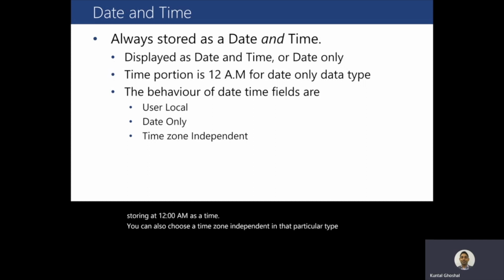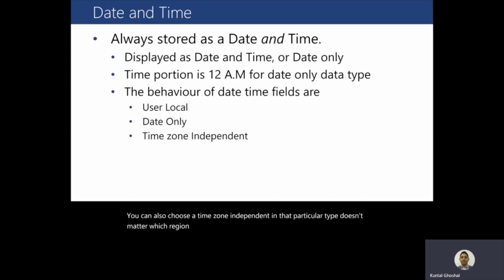You can also choose time zone independent for that type. It doesn't matter which region the user is accessing that date time field from; if it is marked as time zone independent, whatever is entered from the UI will be displayed to the user. For example, I'm based out of Sydney, and I'm entering data on a time zone independent date time field. Even if it's accessed from New York, the user will still see the Sydney time because the field is time zone independent.